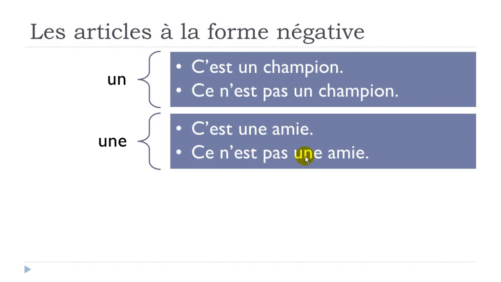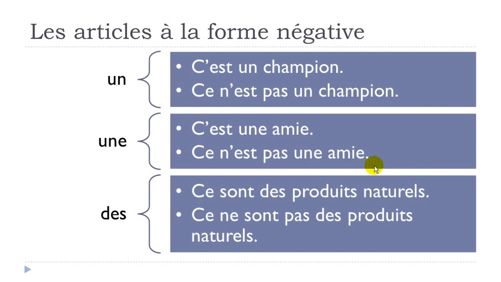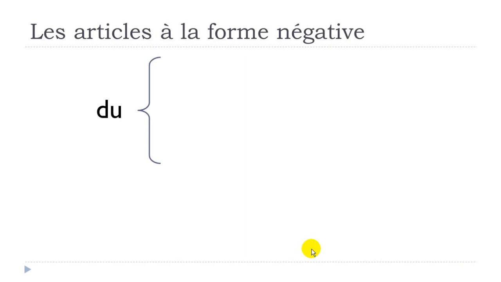Feminine. It's exactly the same rule. So une will stay here. You don't modify it. And for the plural. Ce sont des produits naturels. Okay. Produits, products, naturels, natural. Ce ne sont pas des produits naturels. All right, so what can we say about that? Oh, sorry, we've got the partitive as well.